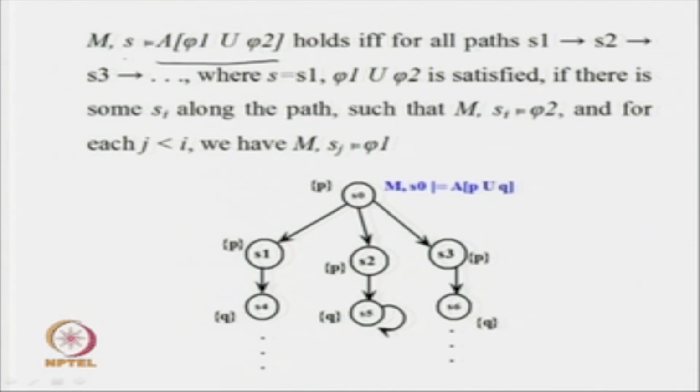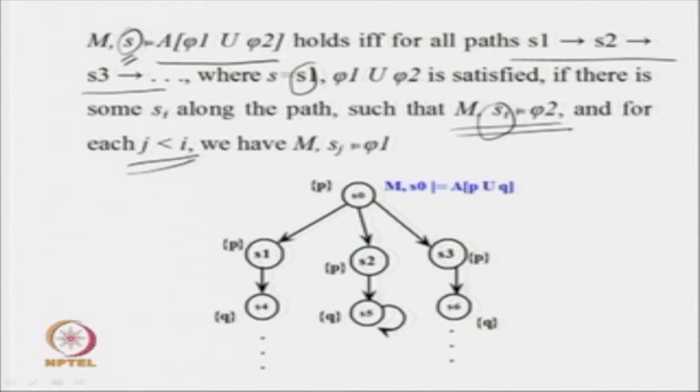So, we say that this formula holds in a state S of model M, provided for all such paths that we are going to look at, having a transition from S1 to S2, S2 to S3, where the starting state of the path S1 is equal to the state that we are looking for, and we say that phi 1 until phi 2 is satisfied if there is some Si along the path such that M, Si models phi 2. That means, we are going to get some state Si where phi 2 is true, and for each j less than i, we must have M, Sj models phi 1. That means, phi 1 must be true in all those particular states Sj.